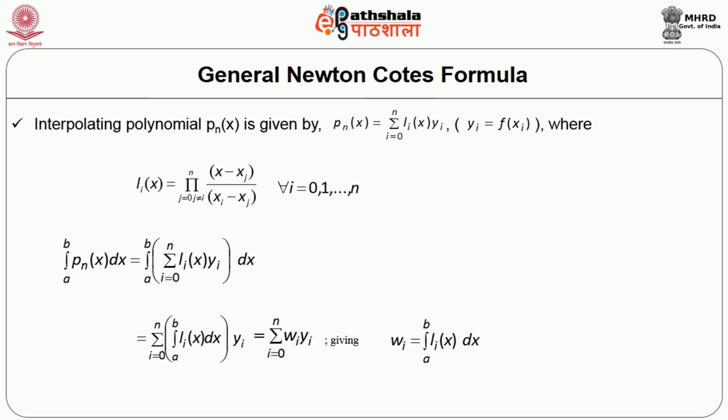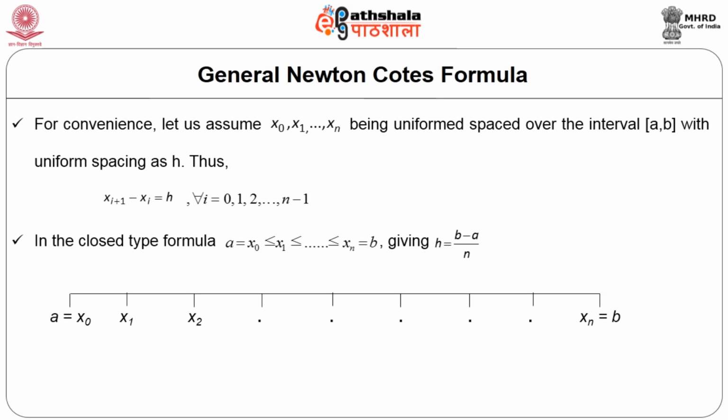Let us focus on the integral from a to b of Li(x) dx. For convenience, let us assume that these points x0, x1, x2, xn are uniformly spaced, and so the distance between any two consecutive xi's is h. So x(i+1) minus xi is equal to h.